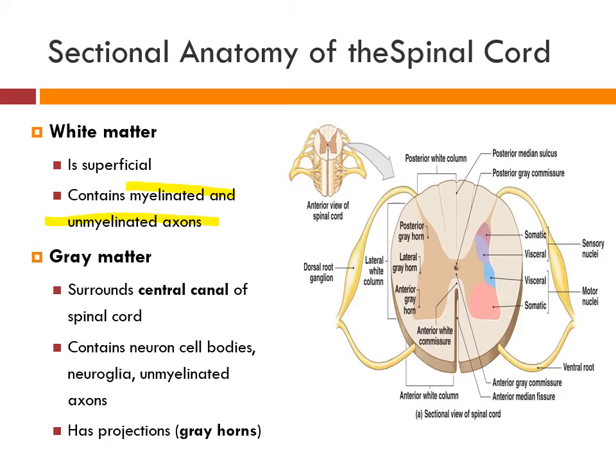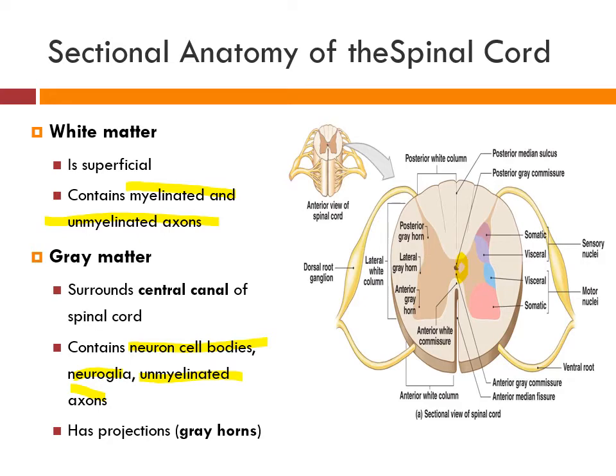Gray matter surrounds this central canal. So here's our central canal, which is a hole right in the center. And the central canal is for the passage of cerebrospinal fluid. And our gray matter surrounds that. Gray matter is made up of neuron cell bodies, neuroglia, and unmyelinated axons. So the myelination of the axons is what gives the white matter its color. And then these cell bodies, which contain the nucleus and the Nissl bodies and all of that stuff, is what gives the gray matter its color.